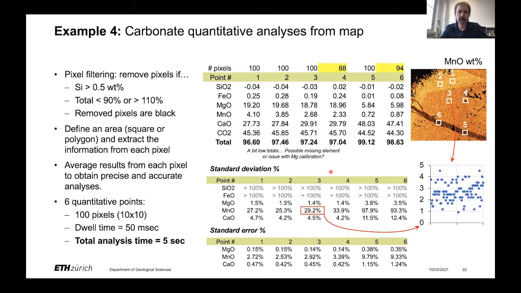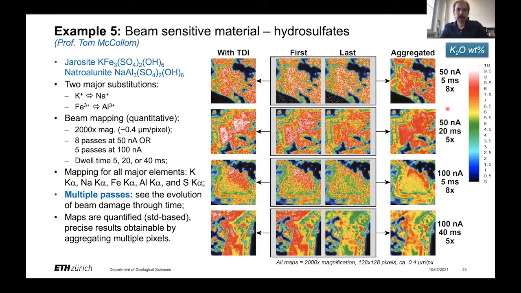But we can make our square a little bit bigger to improve the statistics and then ultimately reach the precision that we can get with quantitative point analysis. Beam sensitive materials can be very challenging for mapping. I'm showing you here a study I did on some extremely nasty materials. These are alkali rich, so sodium and potassium hydrosulfates, jarosite and natrojarosite.